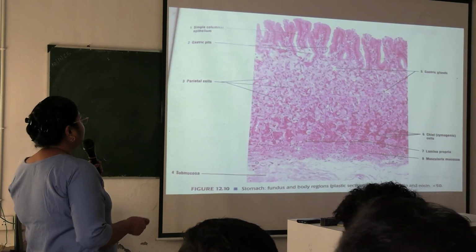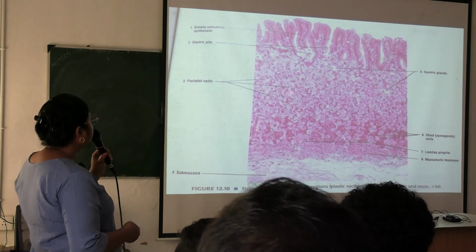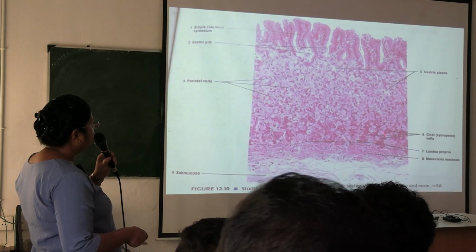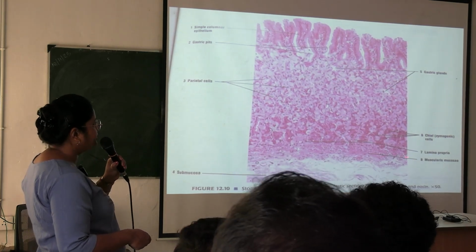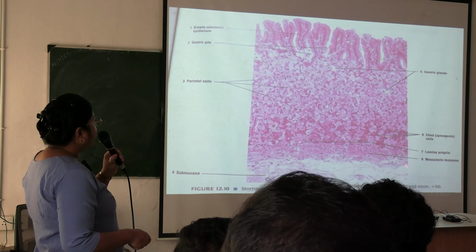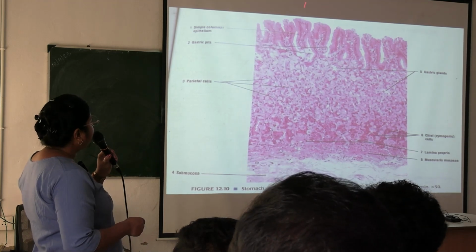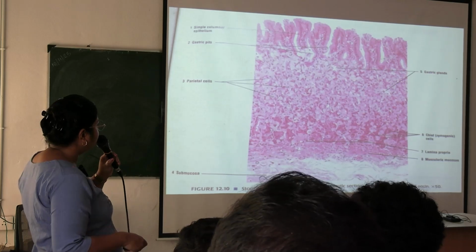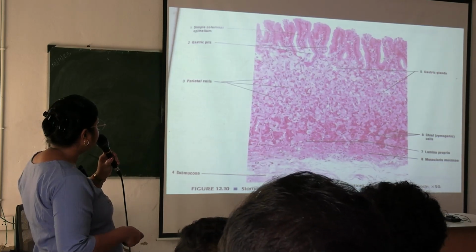Like this you will see under high power microscope. Pink ones are the sections of the parietal cells, and deep colored ones are the chief cells or zymogen cells. Within the lamina propria, lining epithelium, these are the columnar epithelium forming gastric pits, muscularis mucosa, submucosa.